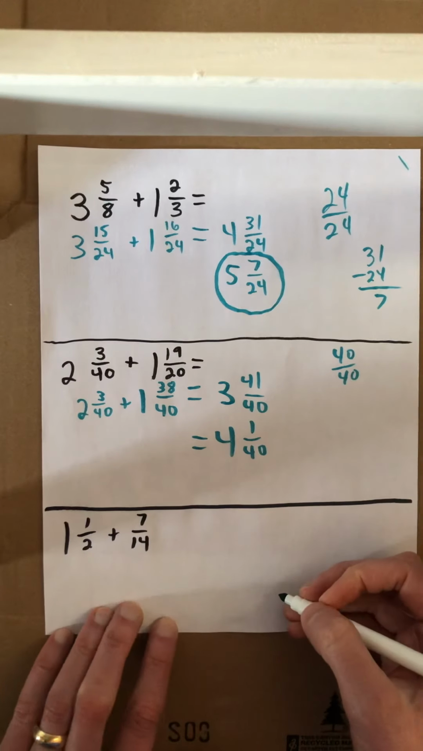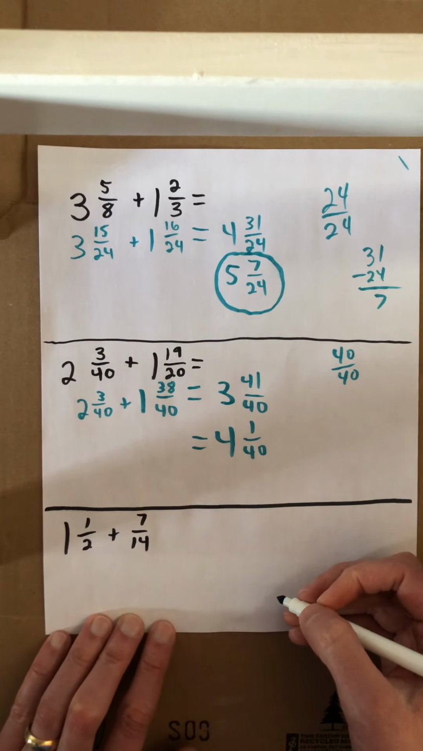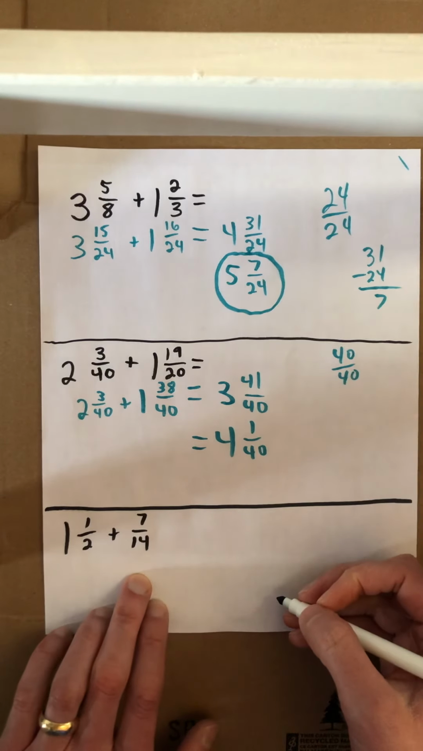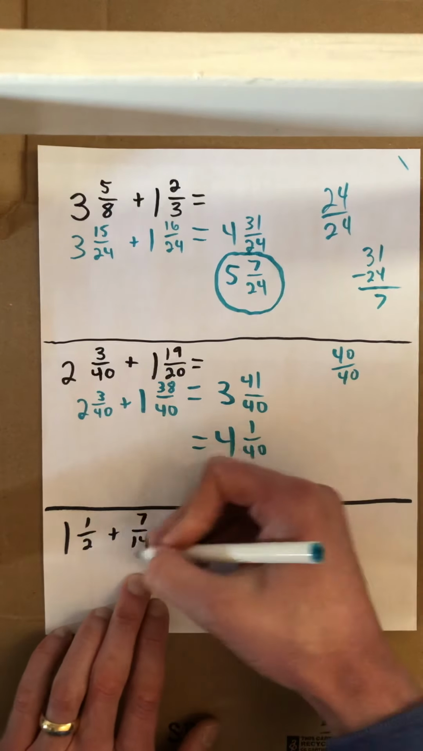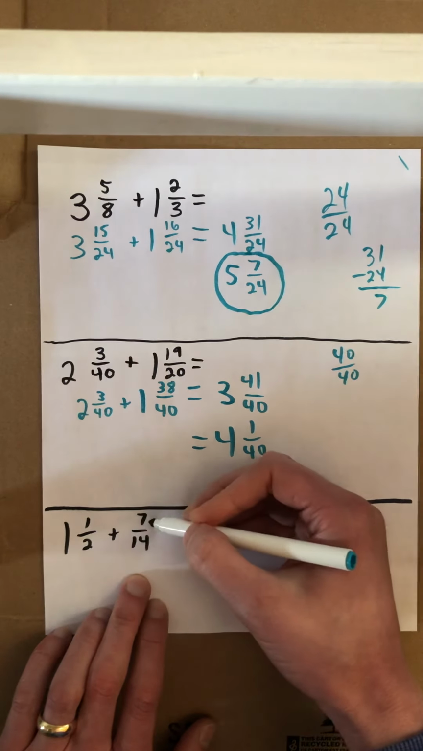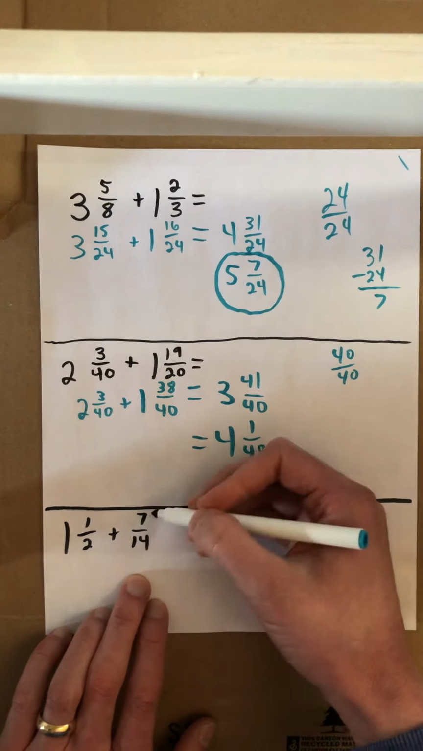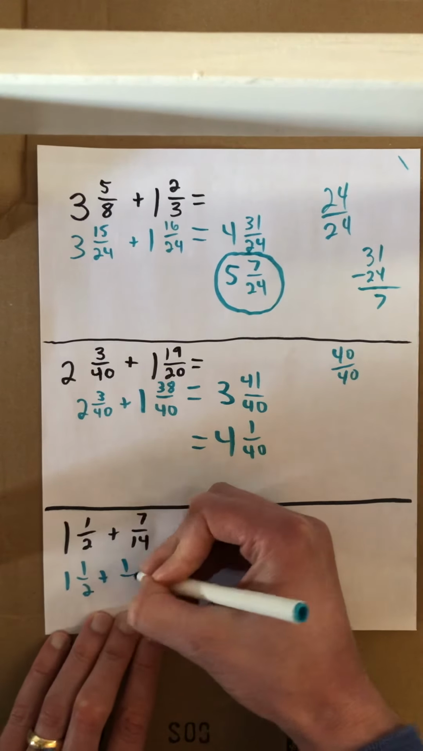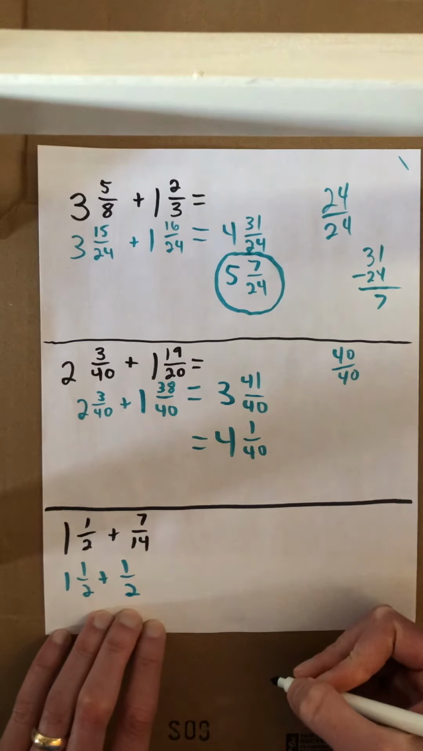Our last one here on the bottom of the page is I've got 1 and 5/7 plus 7 out of 14. In this case, I could actually make this one a lot easier. Rather than making this one go up to 14, I think I could divide top and bottom of this one by 7. And that would mean I'd have 1 and a half plus a half again. And that's a much easier problem to solve.